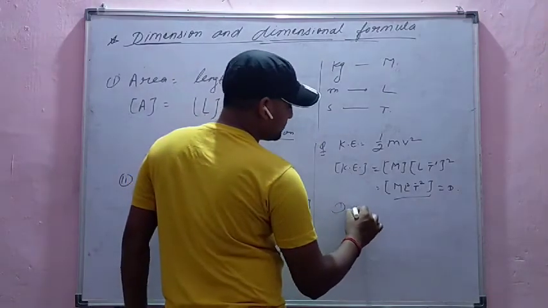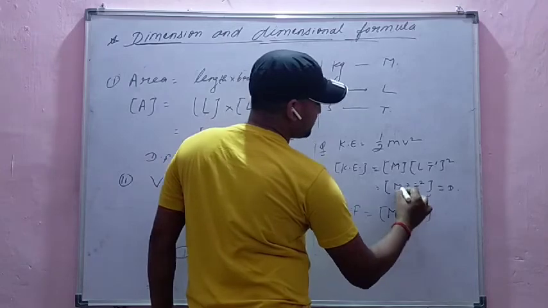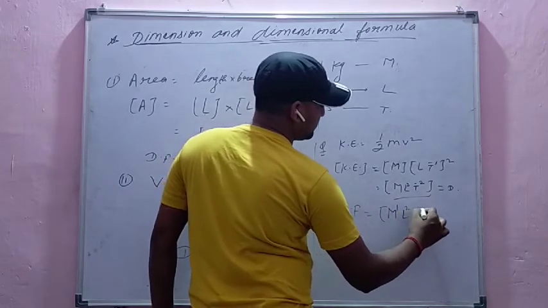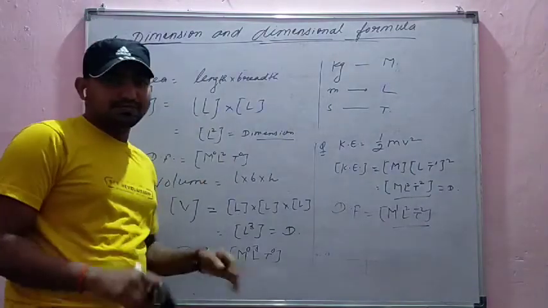Dimensional formula is nothing but, at first write M L T. M is 1, L is 2, T is minus 2. This is the dimensional formula. Okay, I hope you have understood.